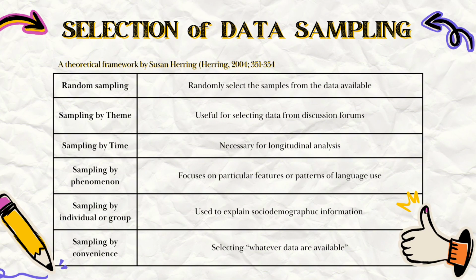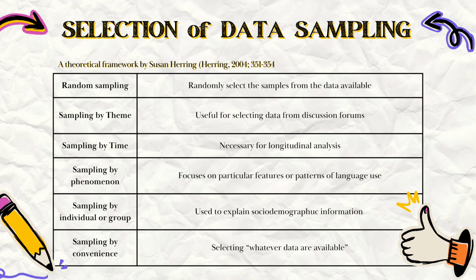Next is the selection of data sampling. For CMC, we can refer to the theoretical framework by Susan Herring on computer-mediated discourse analysis. The first one is random sampling, which is randomly selecting samples from the data available to ensure equal selection for every set of data. The second one is sampling by theme, which is useful for selecting data from discussion forums or any kind of organized streams of online discourse, like the use of hashtags on Twitter, where we can see groups of different themes compiled in various tags. The third one is sampling by time, which is necessary for longitudinal analysis.